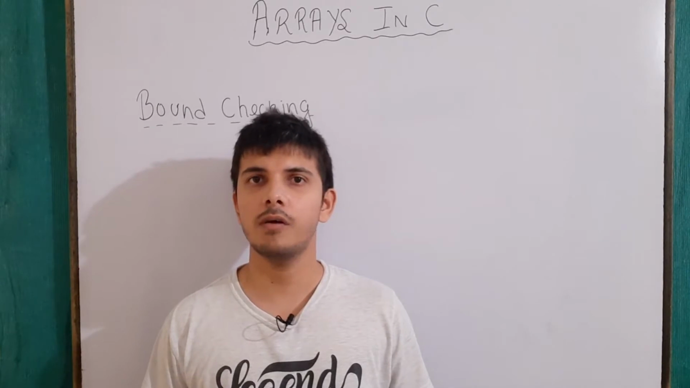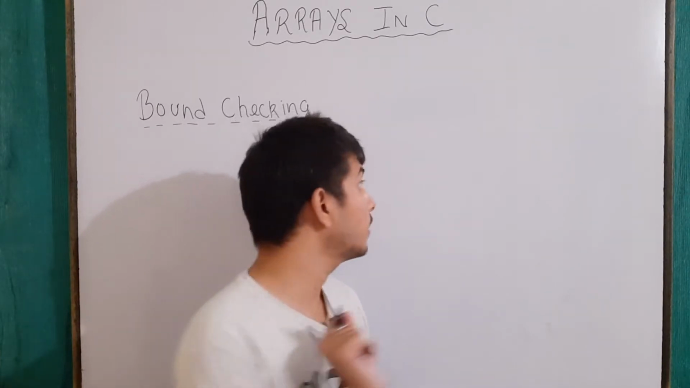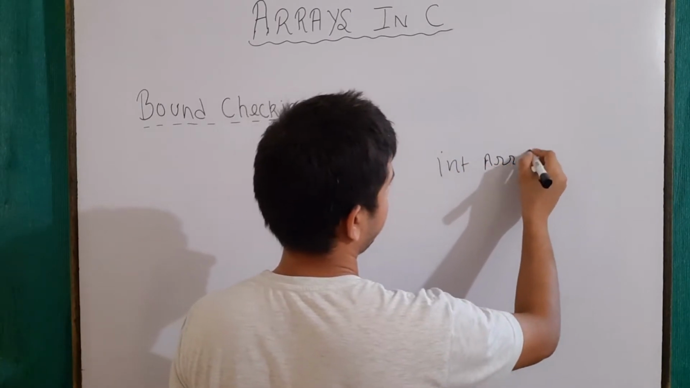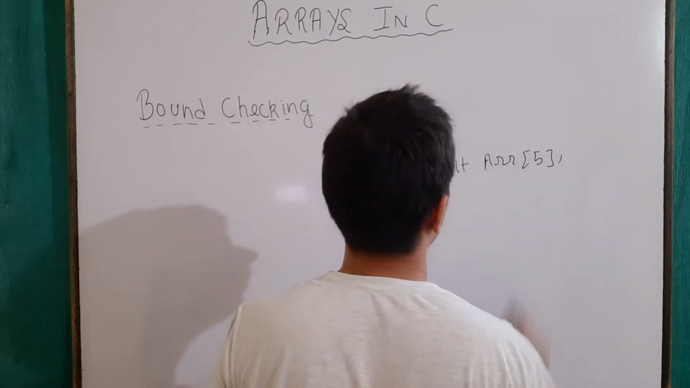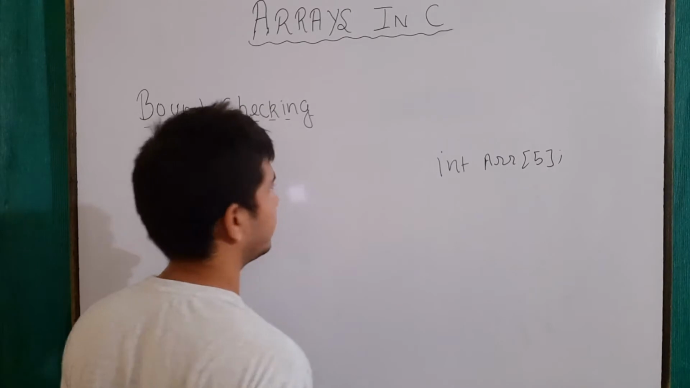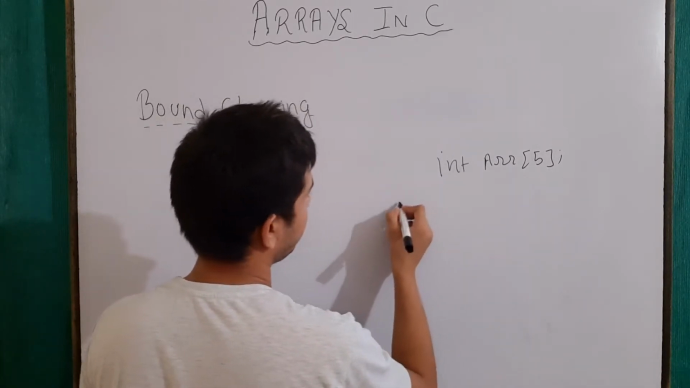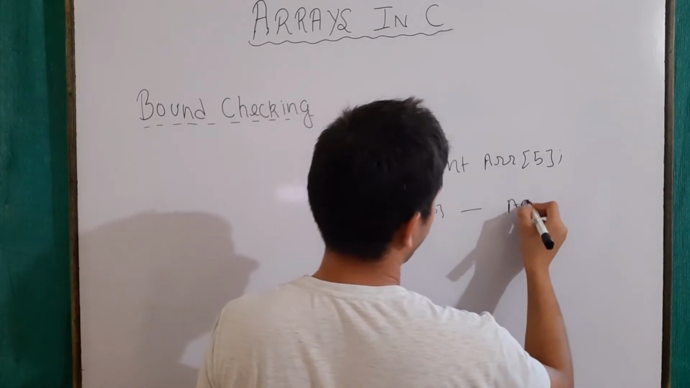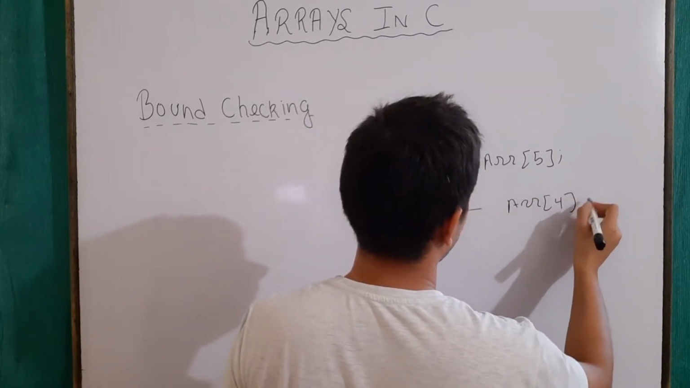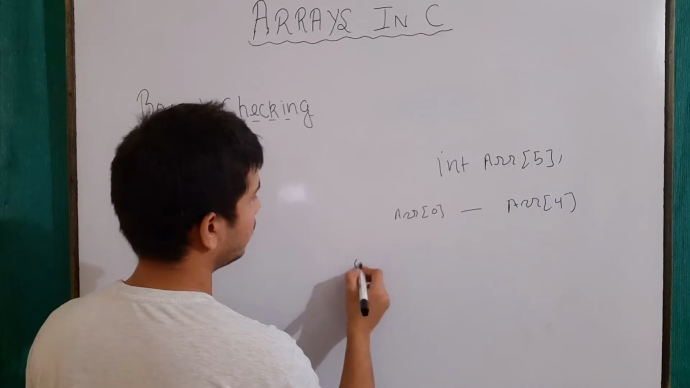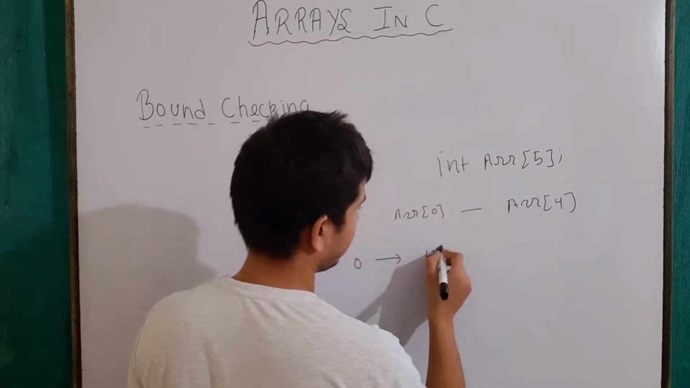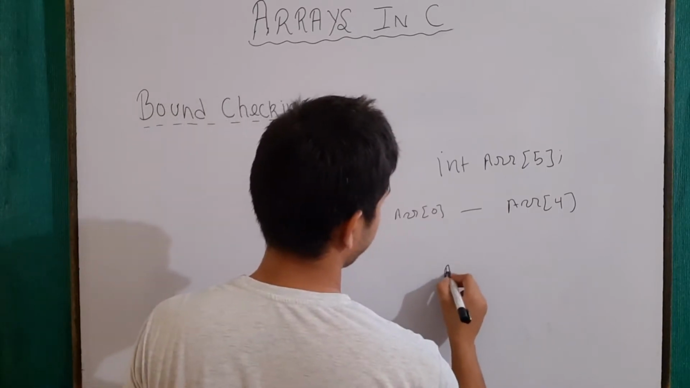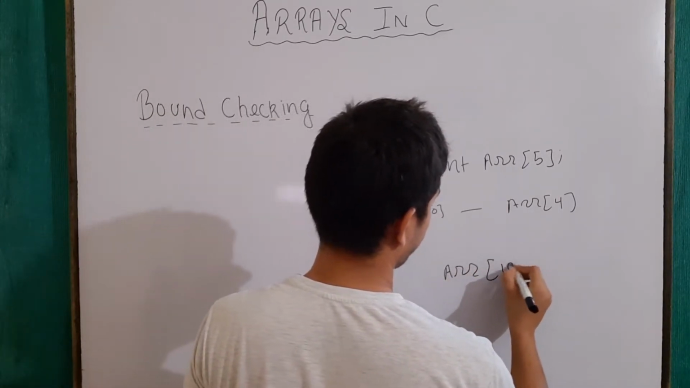Now let's first talk about bound checking, right? Let's say that we had defined an array with a dimension of 5. So 5 elements will be there. Now I can access array[0] to array[4], from the 0th index to the 4th index. But let's say that I'm trying to access array[10].